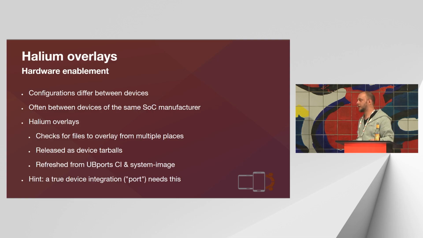We have different configurations for PulseAudio, for maybe Ofono, for telephony, for different things that make the device actually usable, and those are provided over Halium overlays. They're part of the device tarball that gets fetched per port, per device, and it applies the overlays at runtime using either overlayfs or bind mounts again, and we pull those from UBports' system image.